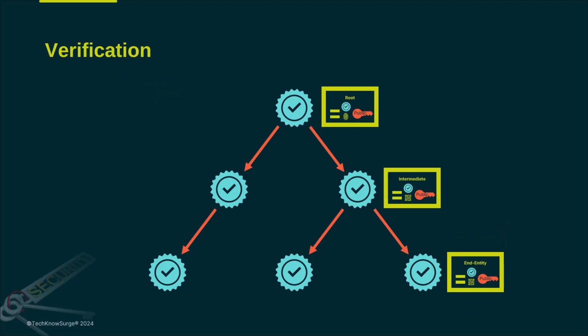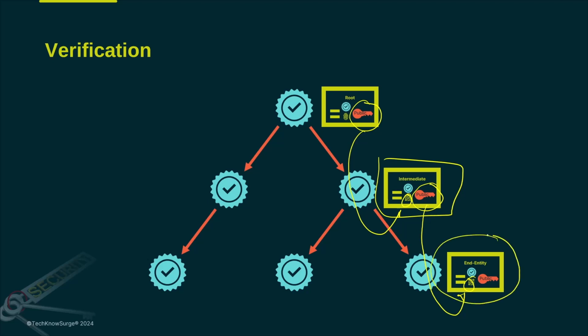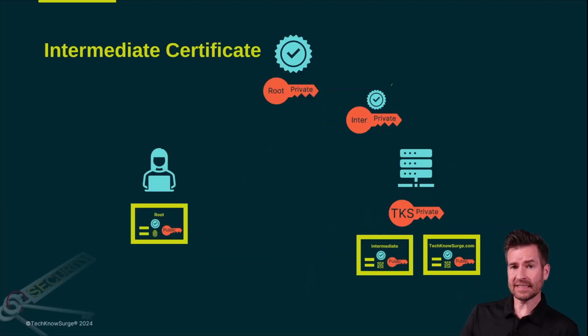So what does the verification process look like for this? Well, what's going to happen is if we can use the public key from the root certificate to decrypt the fingerprint from the intermediate certificate, then we know that the intermediate certificate is valid. And then we can take the public key of the intermediate certificate and decrypt the fingerprint of the end entity certificate. And if that does that correctly, then we know that this certificate is valid. So let's take a look at what that looks like in application now.